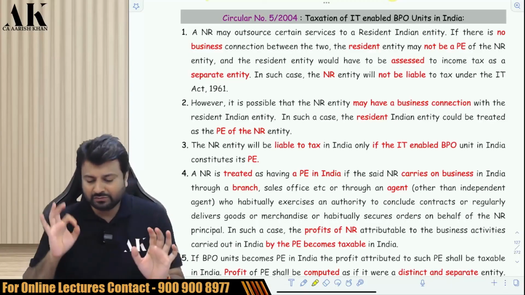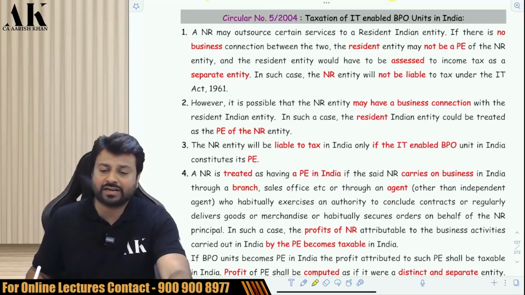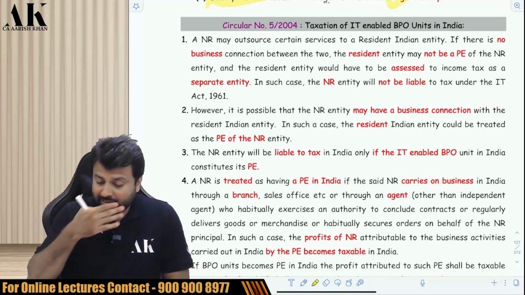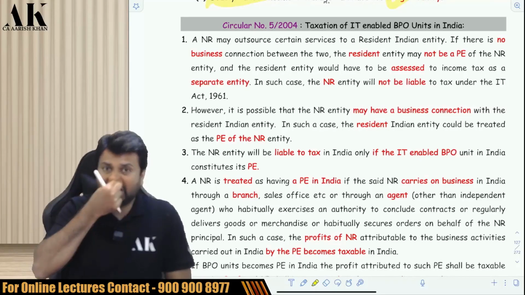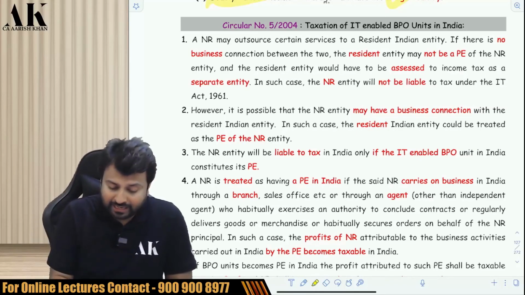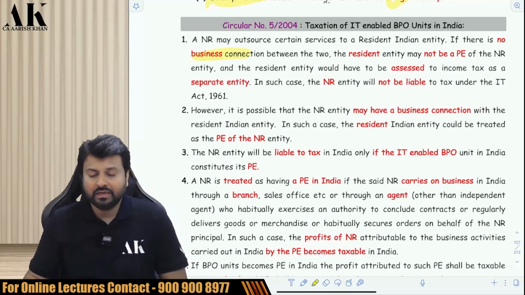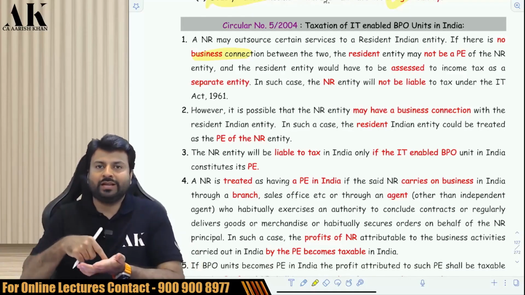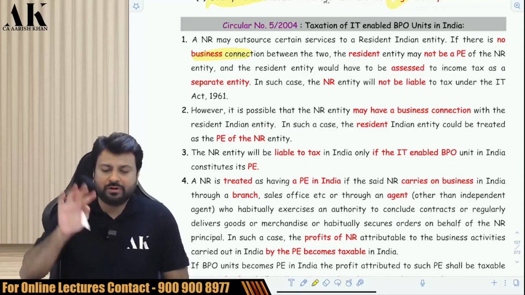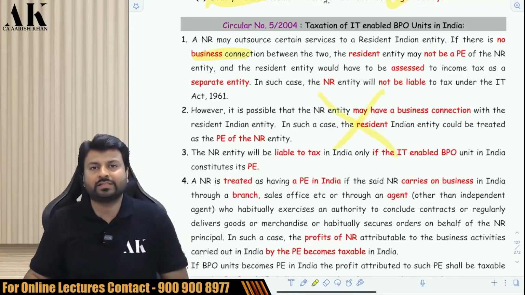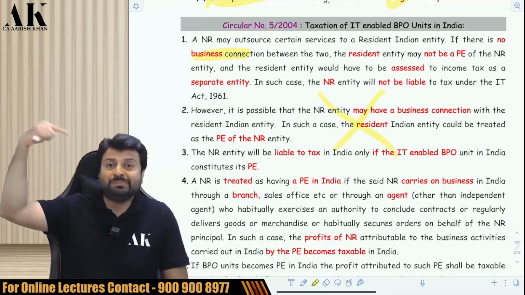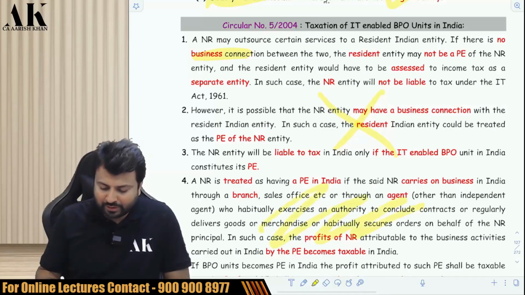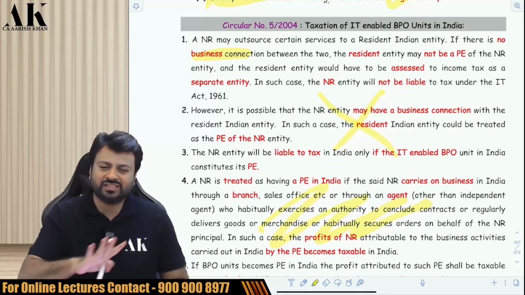Okay. So that is what this entire discussion is trying to tell you. Now this entire circular revolves around two things. If that non-resident outside India and the BPO in India have a business connection, then that non-resident will be liable to tax in India. And if there is no business connection between the two, then the non-resident will not be liable to tax in India. And if that non-resident has a business connection in India, he will be liable to tax in India and his tax will be computed as per the relevant provisions of the income tax law. This is what is written.